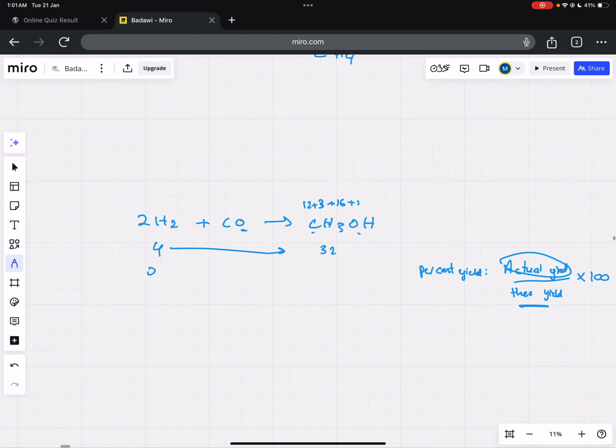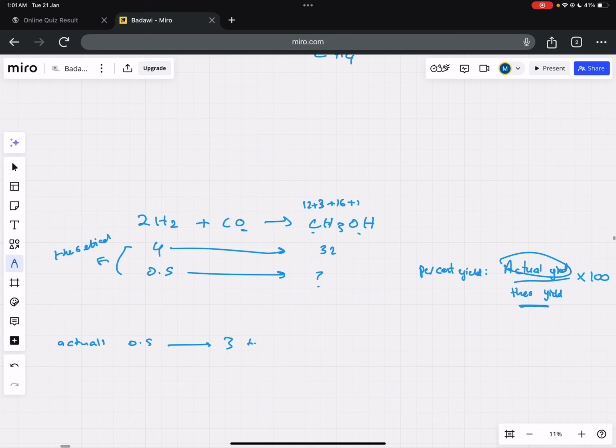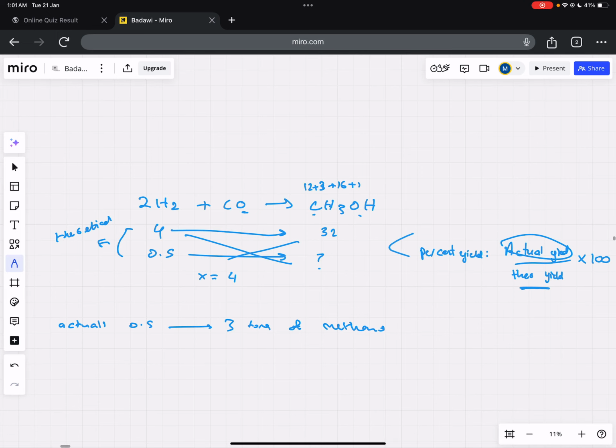Then 0.5 tons will give me how much? This is going to be my theoretical. My actual was already given when they told us 0.50 tons gave us, how much was it? 3 tons of methanol. Now here we just cross multiply. Once we cross multiply, we will get x to be 4. Then I'll just follow this formula. So 3 over 4 times 100, I will get 75%.